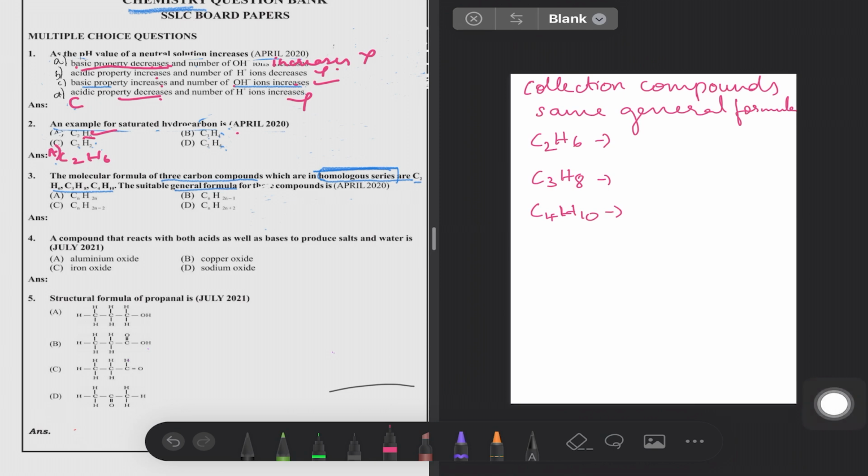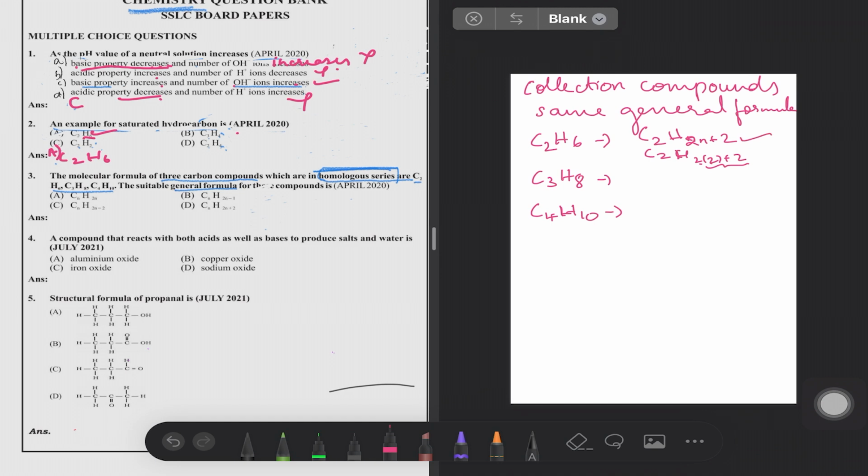We will be getting C2H6 if we apply CnH2n plus 2. That is C2H2 into 2 plus 2. 2 2s are 4 plus 2, 6. So it is satisfying CnH2n plus 2.